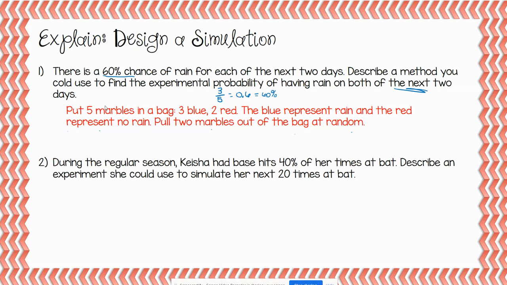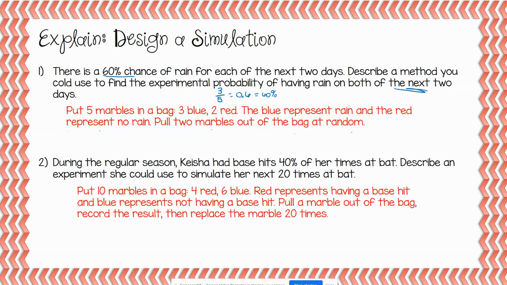Number 2, during the regular season, Keisha had base hits 40% of her times at bat. We want to describe an experiment she could use to simulate her next 20 times at bat. Well, we would want something that would show 40% of the time that Keisha had base hits. So for this, I could put 10 marbles in a bag, and if 4 are red, then 6 are blue, then the red are going to represent a base hit because 4 red out of 10 is 40%.